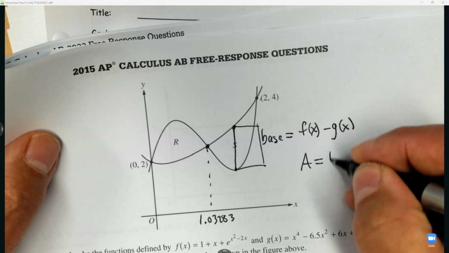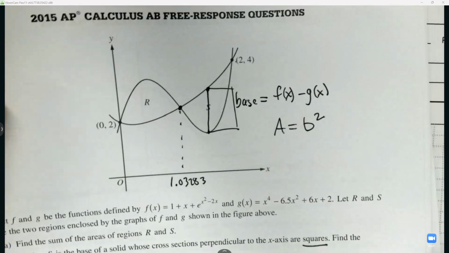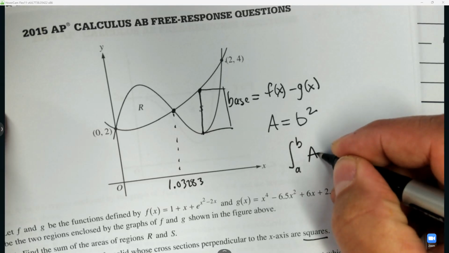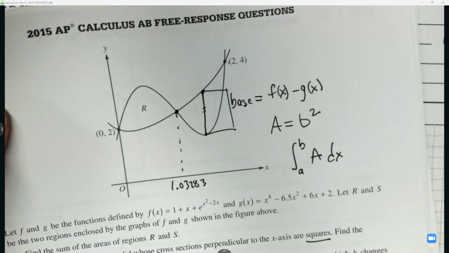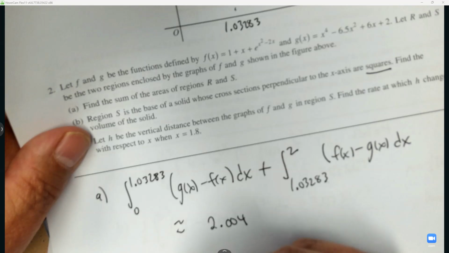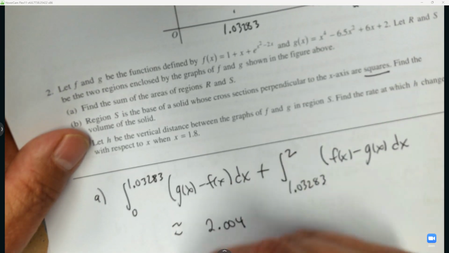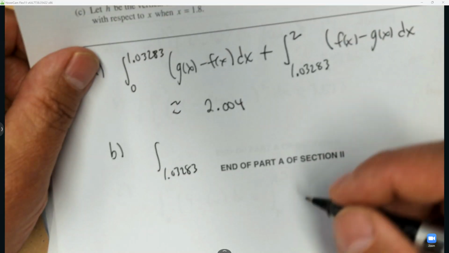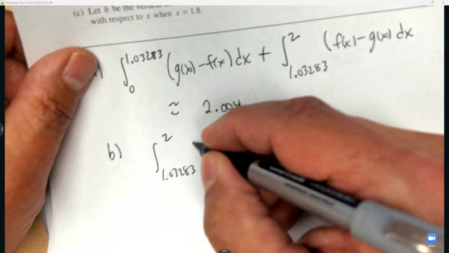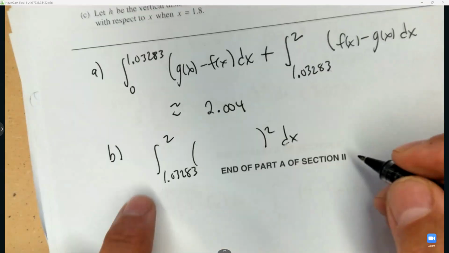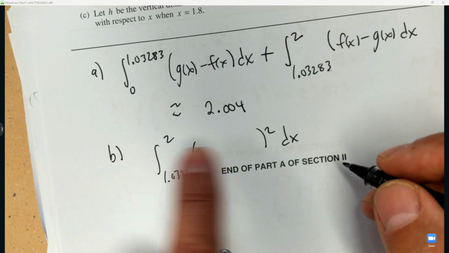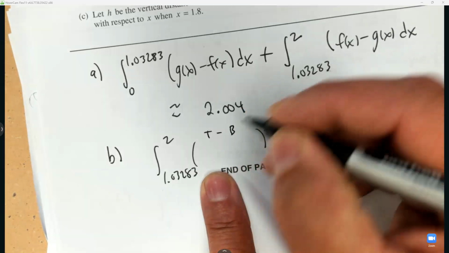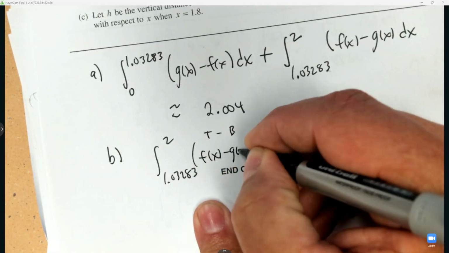And then the area formula for a square is you take the base and you square it. So it's going to look like you have your bounds, and it's the area formula, dx. That's the setup. So we're going to integrate. For area S, it's 1.03283 to 2. And it's the area squared. No pi in front, right? It's not a circle. It's just a square. So no pi r squared, just the base squared. And the base, again, is top subtract bottom. So in this case, it's f at x subtract g at x.